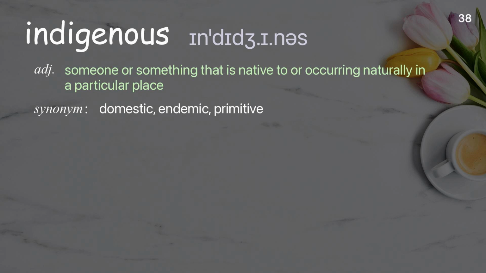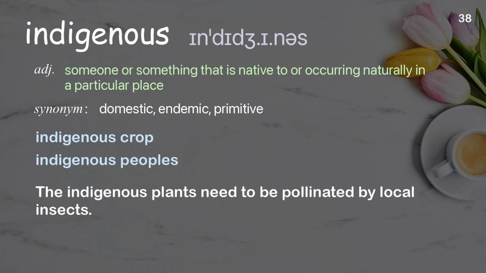Indigenous: Someone or something that is native to or occurring naturally in a particular place. Examples: Indigenous crop. Indigenous peoples. The indigenous plants need to be pollinated by local insects.